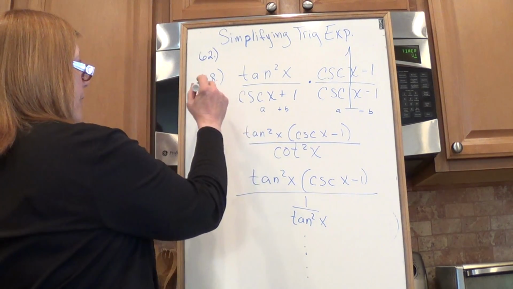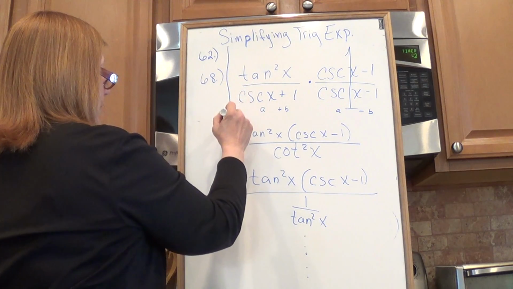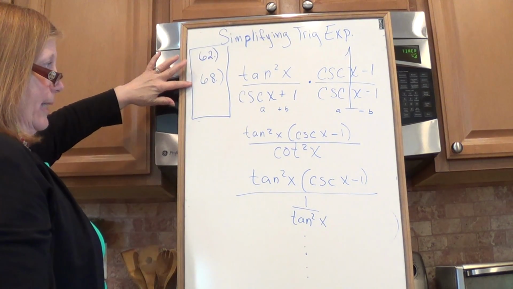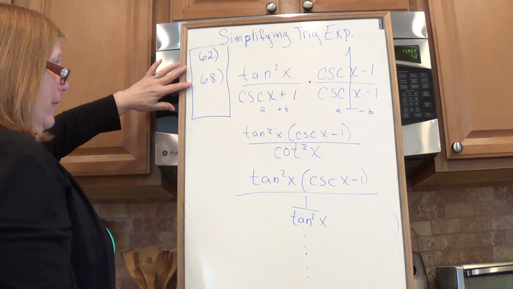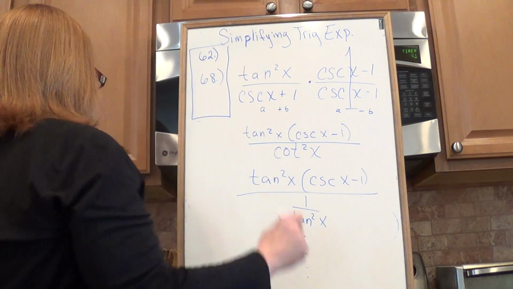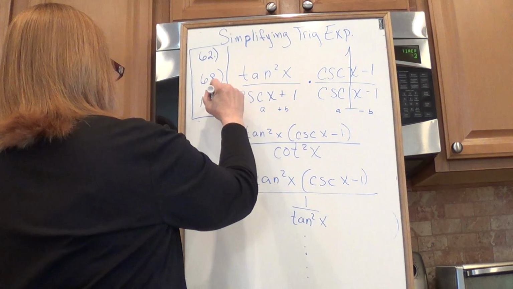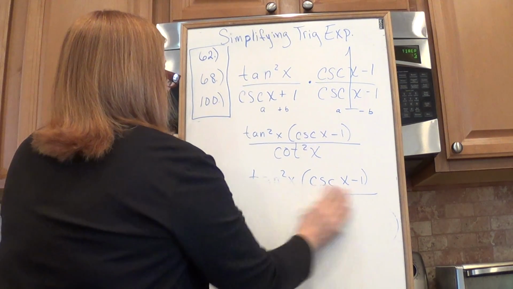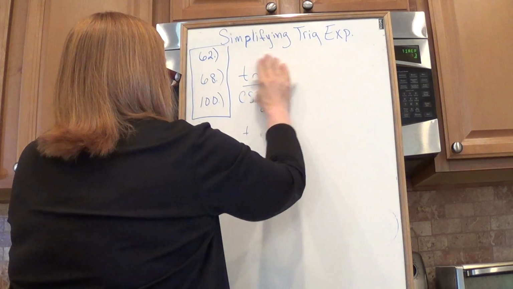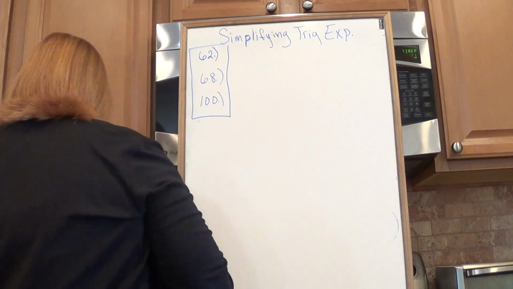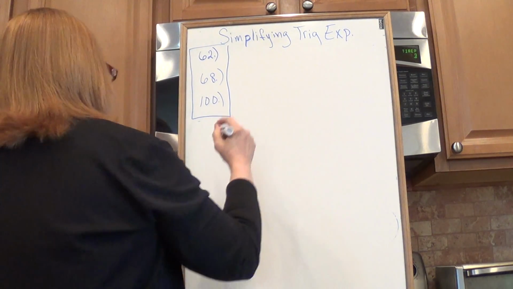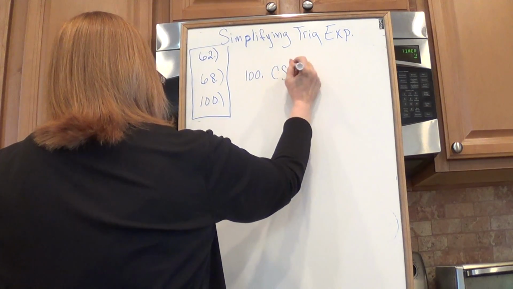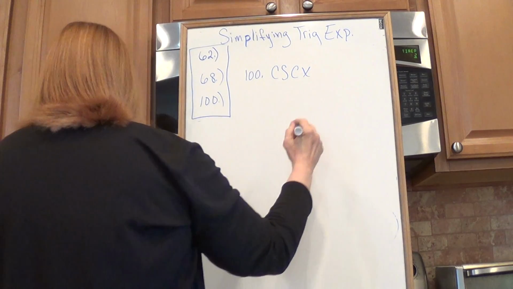So for homework tonight I want you to do 62, which we did in its entirety. Take 68 a couple steps further, see what you can do with that, and then I'll set you also on your way on number 100. So on number 100, it is cosecant, cotangent.